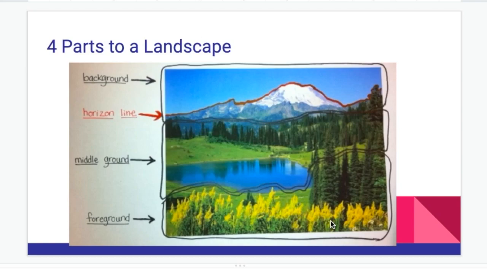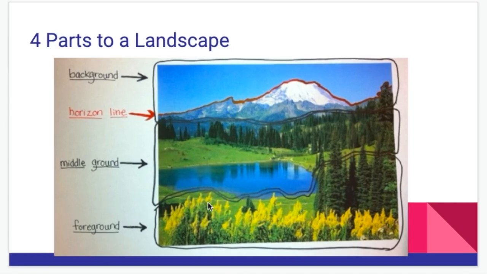Hi friends, so I'm going to go over the four parts of a landscape. There are four parts. The first is always at the bottom of the page and it's called the foreground. Okay, you can remember this because foreground is always in the front. Everything that's in the front is in the foreground, so that's a way you can remember it.